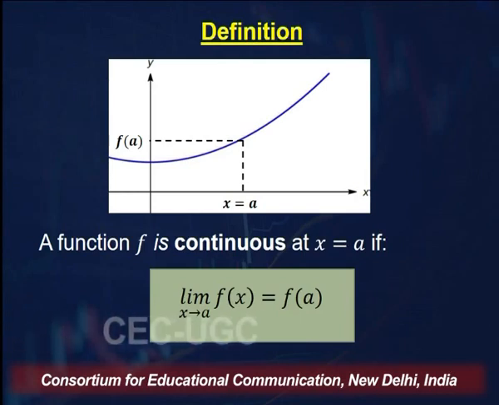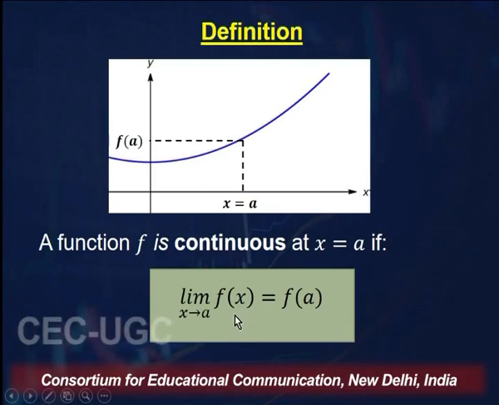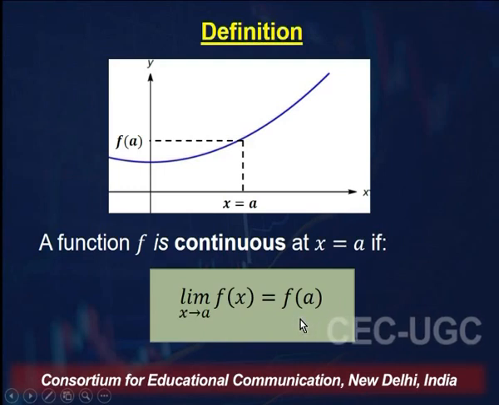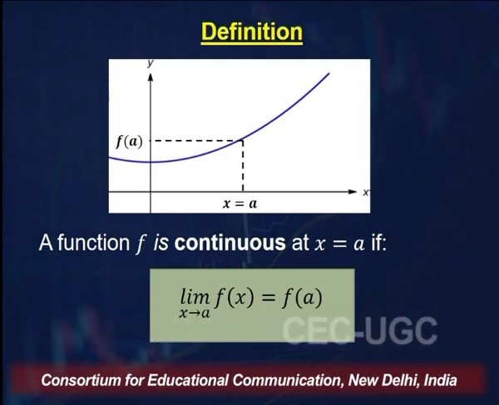A function f is continuous at the point x equal to a if f of x is close to f of a, and that is bringing in the idea of the function being close, the points being closely connected. So the limit of the function as x tends to a is equal to the value of the function at x equal to a. So f of x must come close to f of a as x tends to a. I hope that condition is clear.